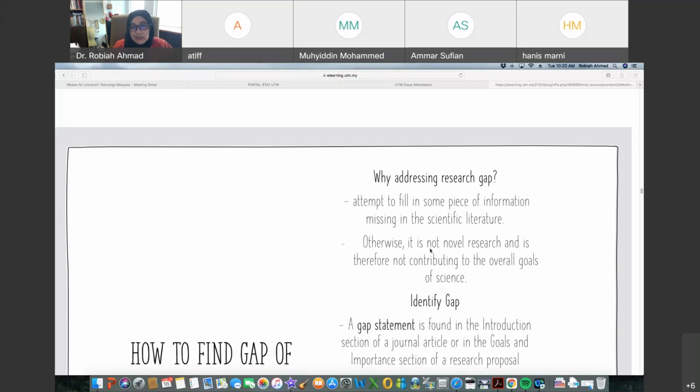Okay, so otherwise it is not novel research and is therefore not contributing to the overall goals of science. So this is the purpose you are here. This is the purpose you come to UTM registering as a research student, master or PhD, because you want to contribute something to the knowledge. Okay. So if we cannot find that, so sorry to say, okay? So you have to do it again sometimes.